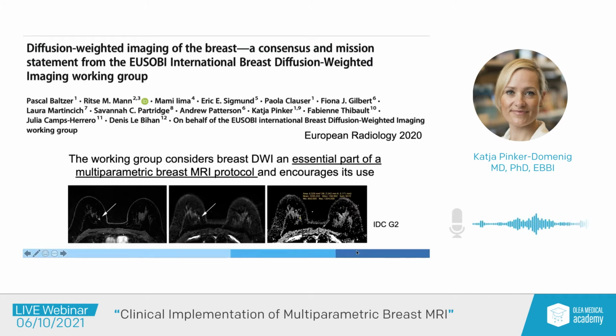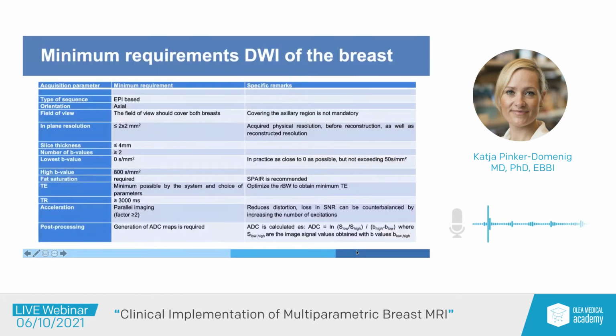The authors listed here are the steering committee, but the whole group is a large group of diffusion weighted imaging experts all over the world who have designed these recommendations. In this paper, they lay out the minimum requirements for DWI of the breast. I'm not going to go through everything; you can search the paper online.